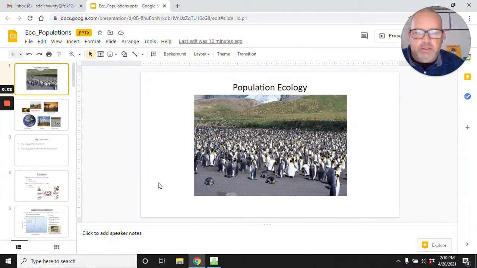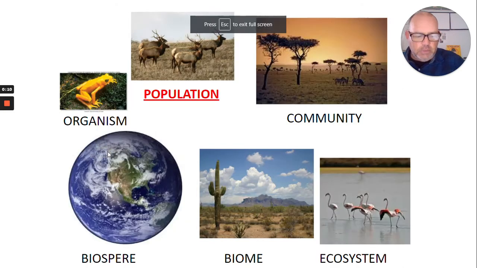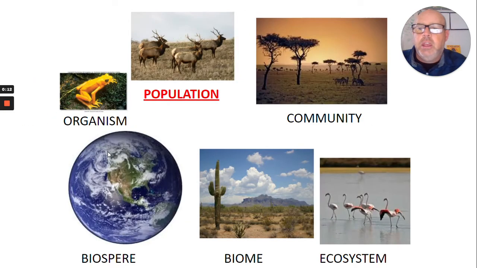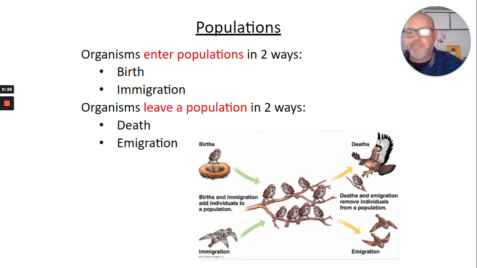All right, guys, here we go with our second set of ecology notes on populations. So let's dig in here. So I've got the red one highlighted here. Same slide as you saw on the first set of notes, just moving along, going into groups of similar organisms. So how are they structured and how are populations affected by the environment?